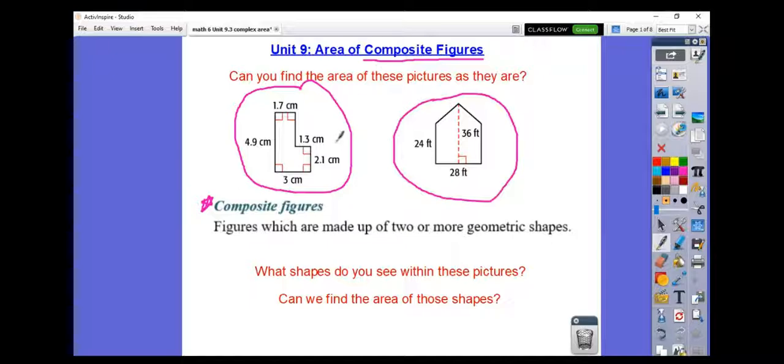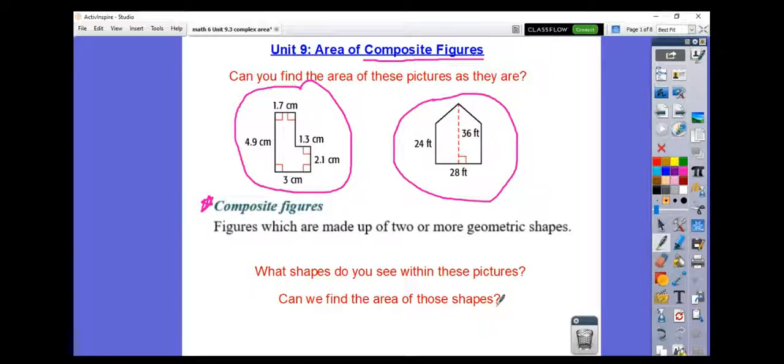But the way they are now, I can't find the area of these pictures because I don't have an area formula for a shape that looks like this or a shape that looks like this. But I do see shapes in these pictures that I know. Triangles, rectangles, maybe there'll be a trapezoid. And I can find the area of those shapes.